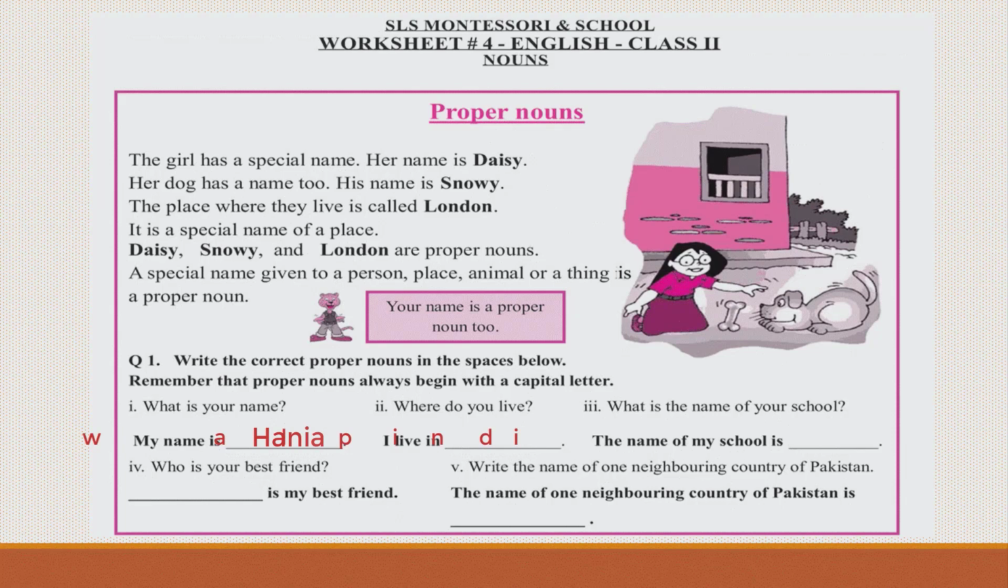I live in Rawalpindi. Now, Rawalpindi is the city where I live, so I have written it with the capital letter R. And it is a special name of a city where I live. The name of my school is SLS. Right? The name of my school. What is the name of your school? The name of my school is SLS. So SLS is a special name for the school. So I have written it with the capital letter S.